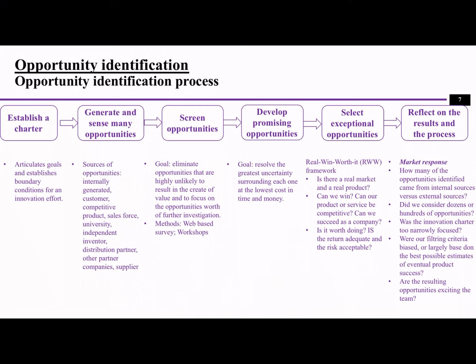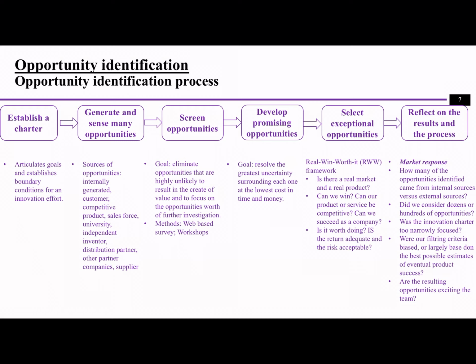All right, so there is a process for identifying opportunities. The process includes establishing a charter, generating many opportunities, screening opportunities, developing promising opportunities, selecting exceptional opportunities, and then reflecting on the results and the process. Let's look at the first one, which is establishing a charter. The first step is to establish a charter. Establishing a charter means we articulate goals and establish boundary conditions for our innovation effort, similar to a mission statement, right?